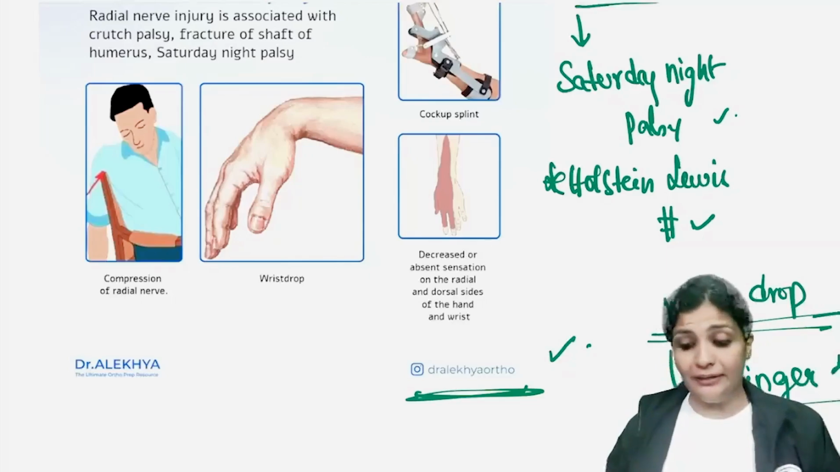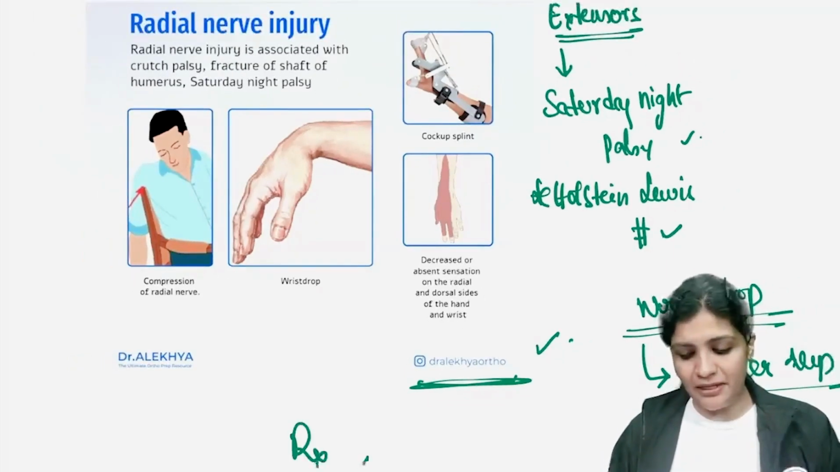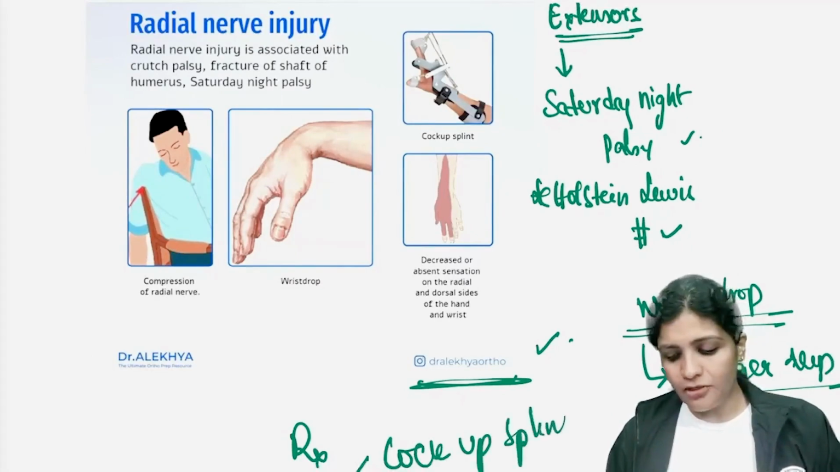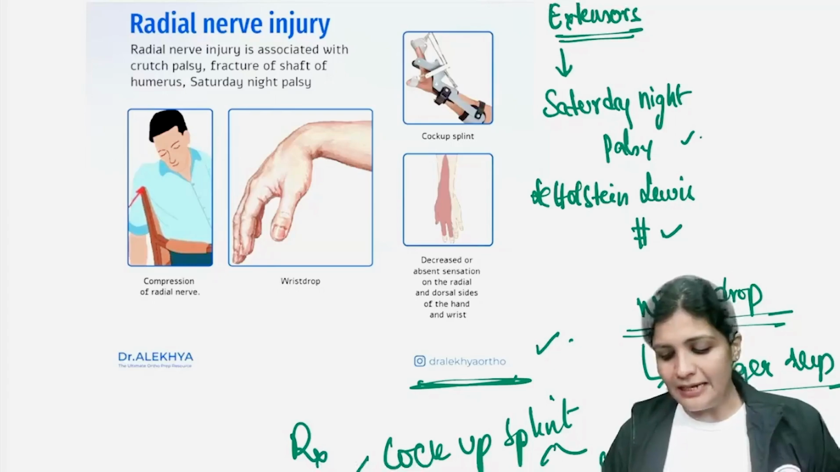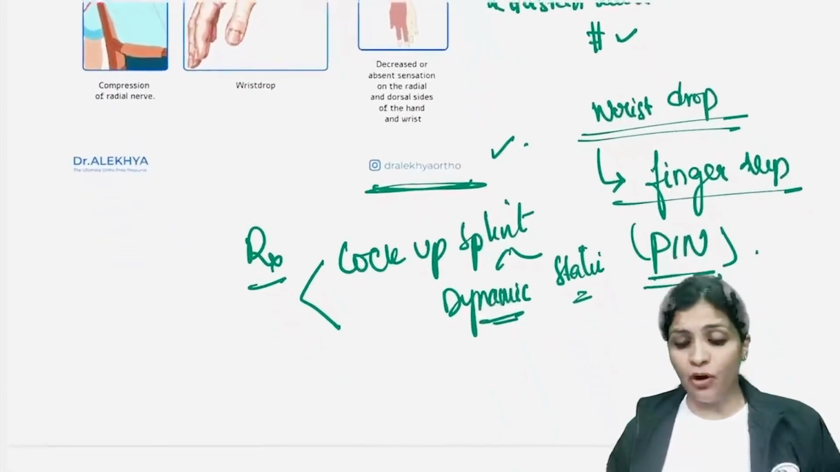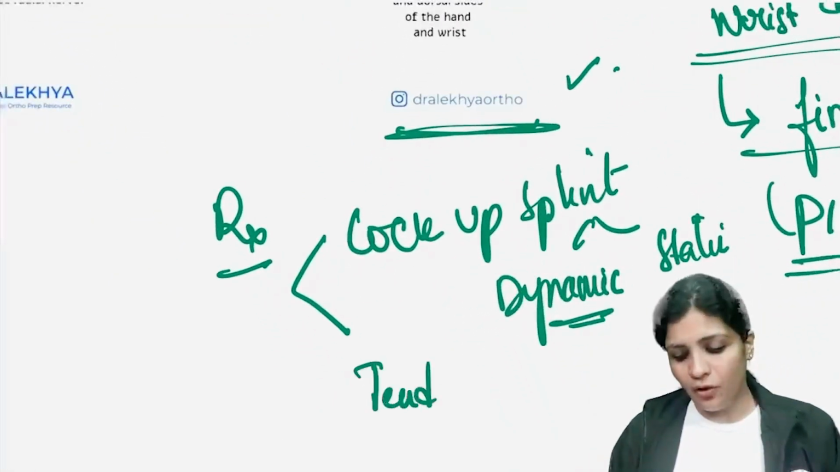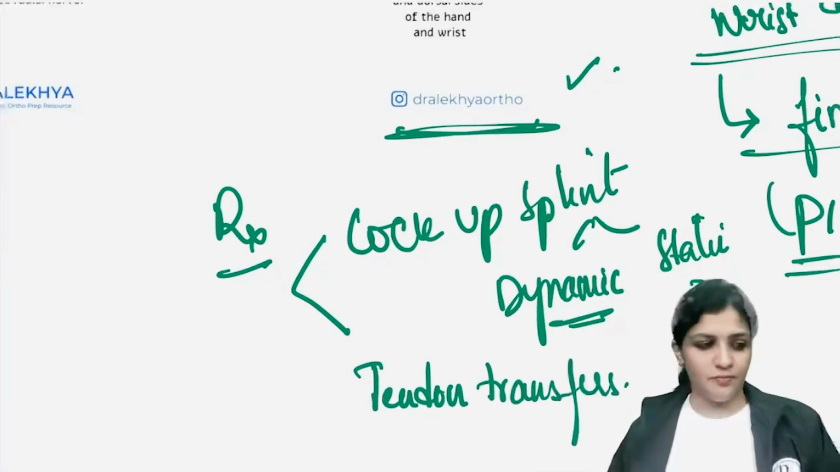And how do you treat the radial nerve palsy? The treatment is a cock-up splint, which is of 2 types, the dynamic cock-up splint and the static cock-up splint, right? If it is not getting corrected after 6 months, then you go for tendon transfer, right?